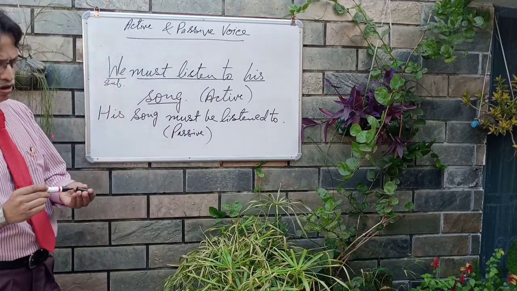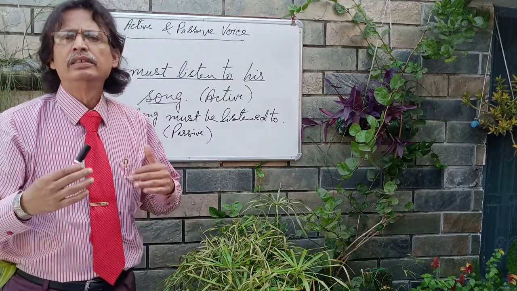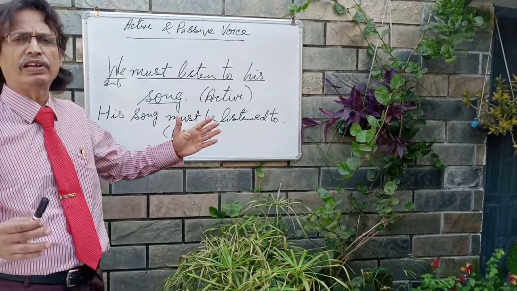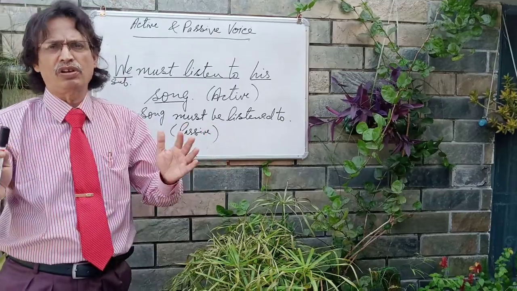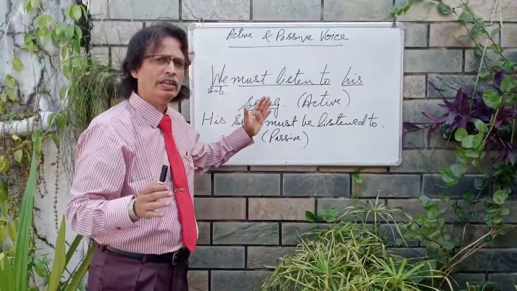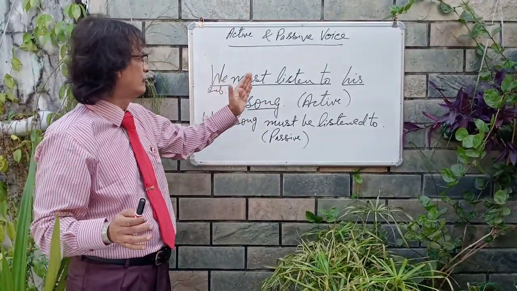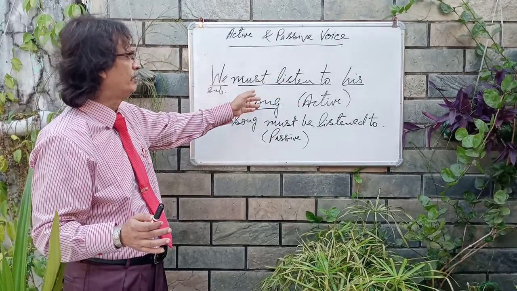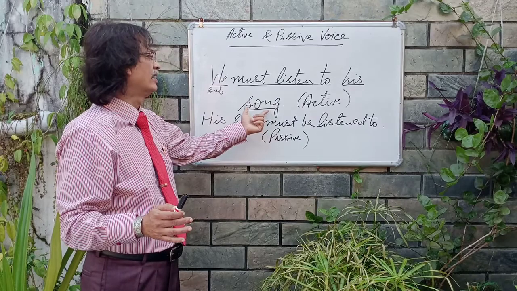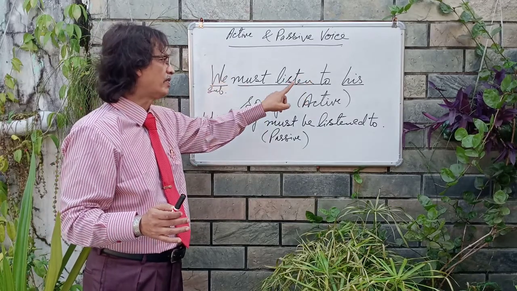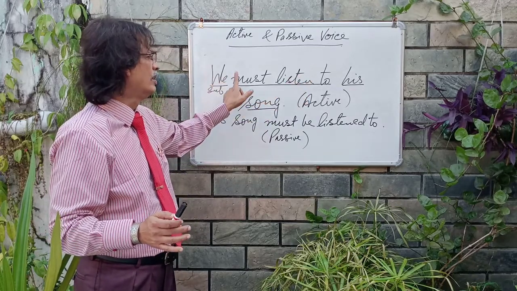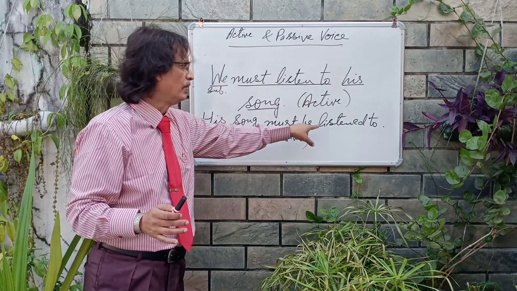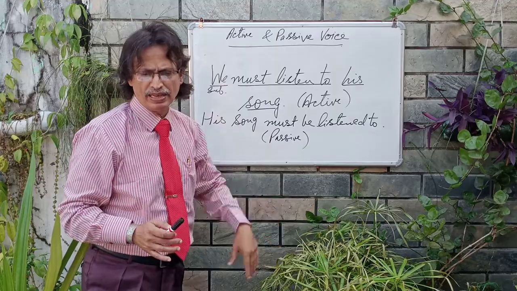There are many ways of teaching active and passive, but this is the best way and the easiest way. If I draw lines and put all figures and all, it will be confusing. So, the main thing is this: we must listen to his song, active voice. If we change it into passive, his song together is an object. So his song will remain as his song. His song must be listened to. Main verb will be in the third form. Will be listened to. Will be passive.